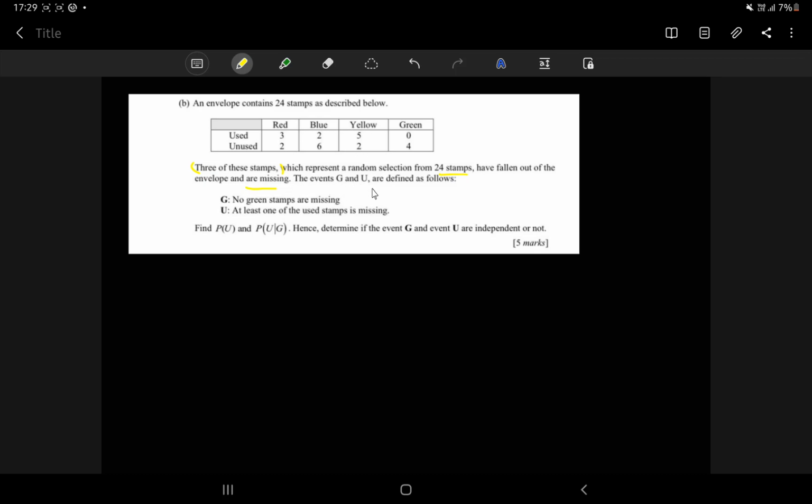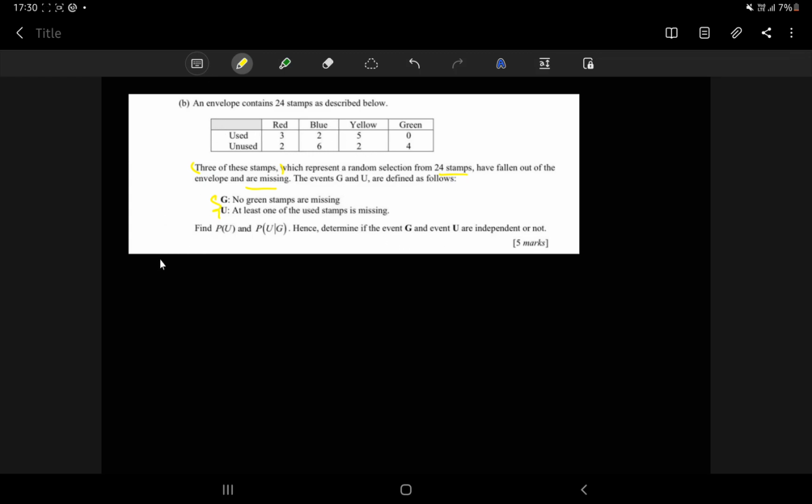The events G and U are defined as follows. So this is the event G and U. Find the probability of U. Event G is no green stamps are missing, and event U is at least one of the used stamps is missing. So find the probability of U and the probability of U given G. Then we need to determine whether events G and U are independent or not.